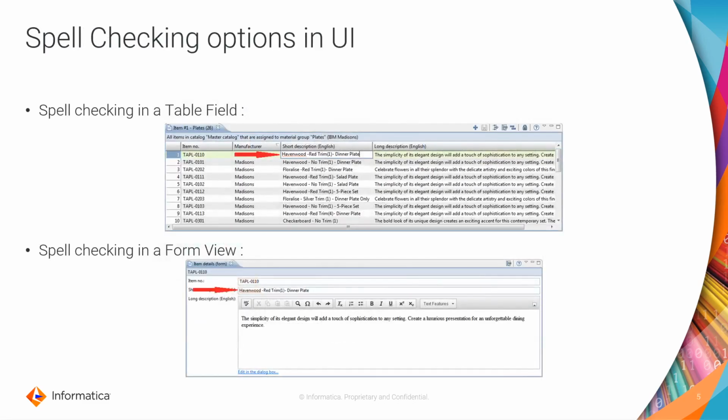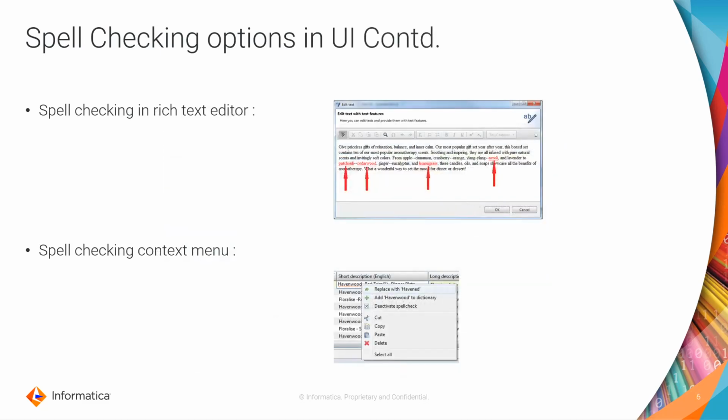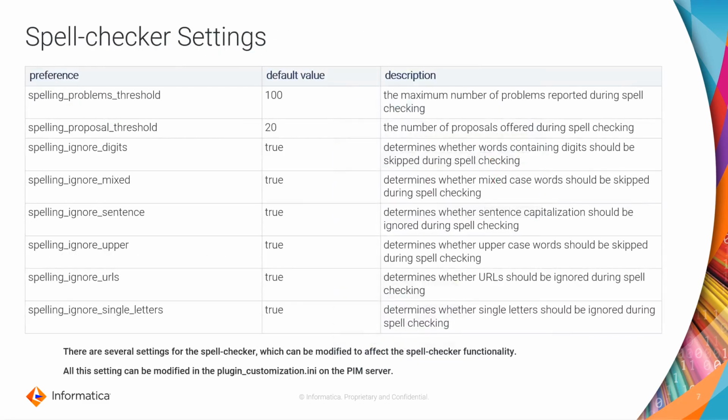The spell checking options are available for a table field, for a form view, and also for a rich text editor. The context menu spell check options include replacing option, add to the dictionary option, and deactivation of the spell check. There are different settings that are available to be enabled in the plugin customization.ini file, which we can enable accordingly as required and make use of it.